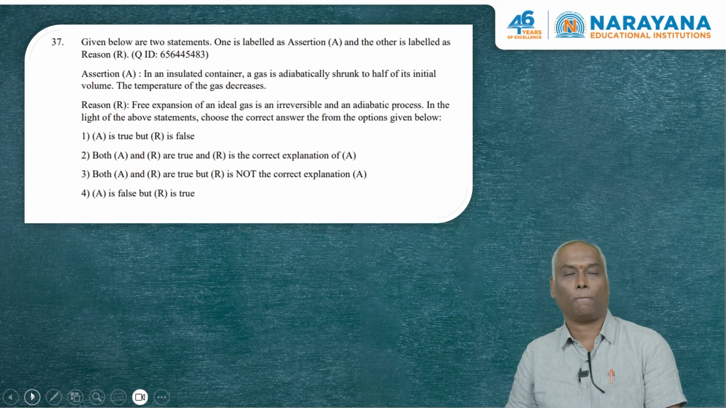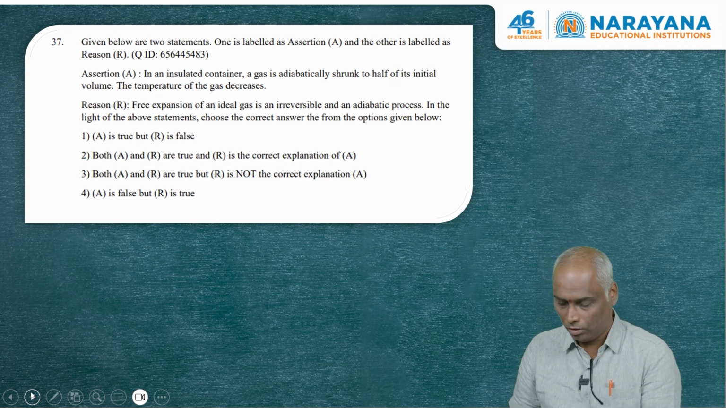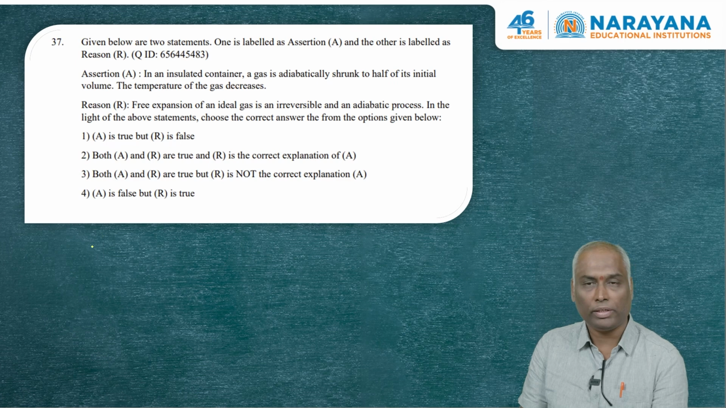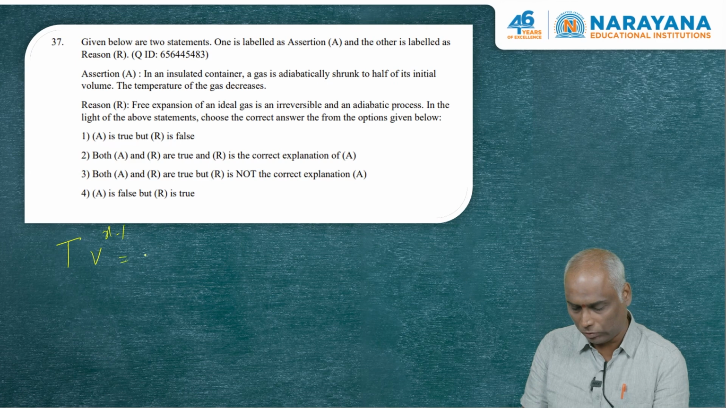Question number 37. This is a statement-based question where assertion and reasoning are given. Assertion A is given as: in an insulated container, a gas is adiabatically shrunk to half of its initial volume. The temperature of the gas decreases. First of all, we have to verify this assertion A. Because they have given that this is an adiabatic process, there is a relation between temperature and volume, which is T V to the power gamma minus 1 equals constant.